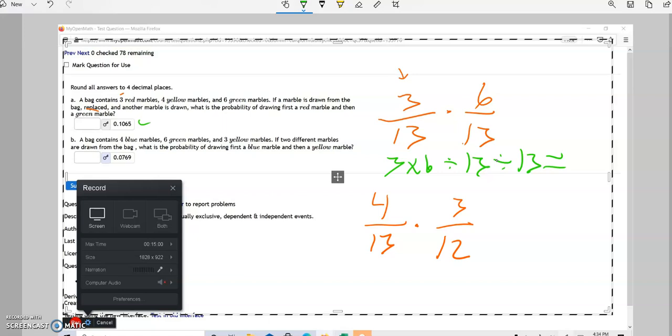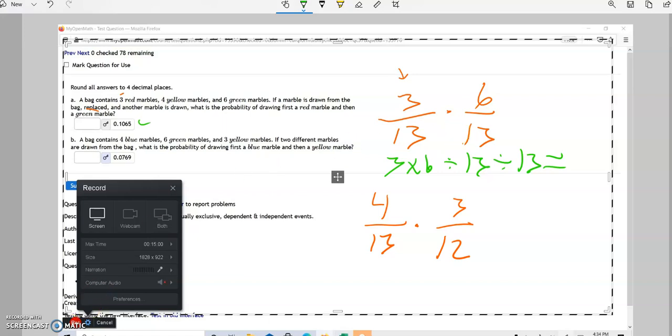Second part: 4 blue, 6 green, 13 again. Draw blue and then a yellow. It does not say it's replaced, does it? Up here it says it's replaced. If it doesn't say it's replaced, it's not replaced. They're not going to tell you every time whether it's replaced or not. You know if it is replaced or not.